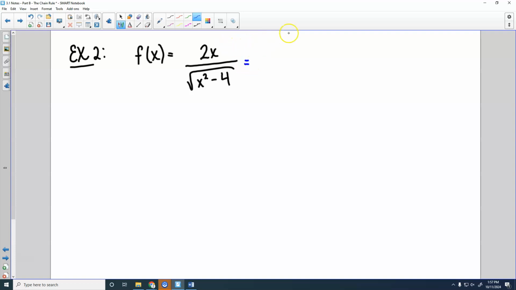Much like the last one, I would go ahead and write that as x squared minus 4 to the 1/2 power. I think it makes it much easier to take the derivative. And so we are going to use quotient rule to take this derivative.